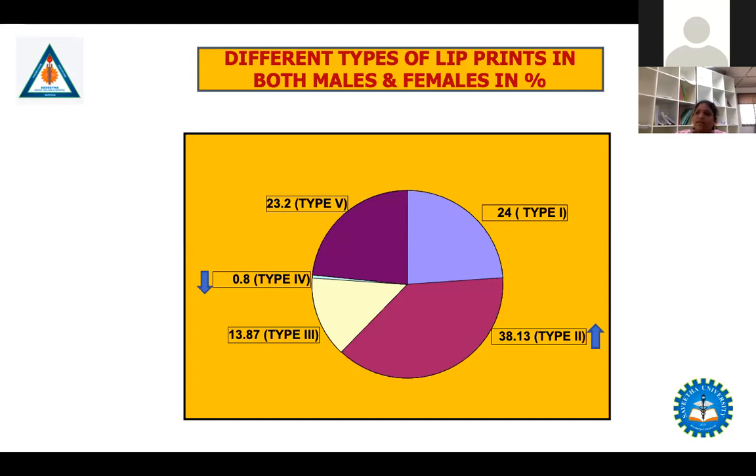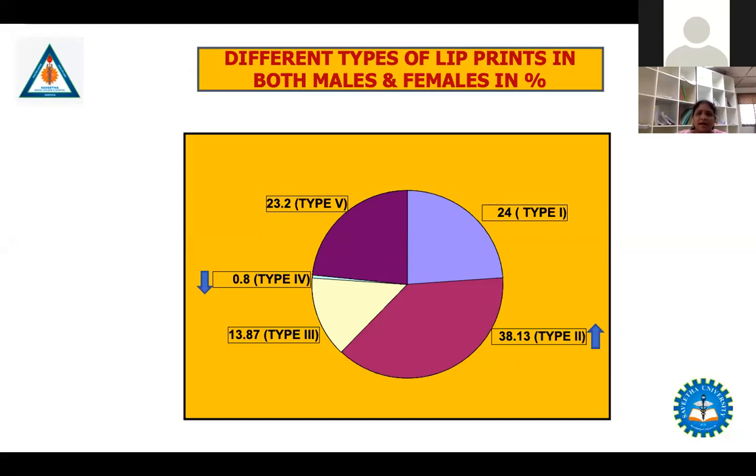Here I would again emphasize, a lot of research has been done in different populations, again in the Chennai population itself, in different areas, and they gave their own observation that one particular type is maximum and another type is minimum. But my observation is that this cannot be taken into very serious consideration that one particular type is most common when compared to other types. It varies from population to population and doesn't have much significance in personal identification and criminalization.